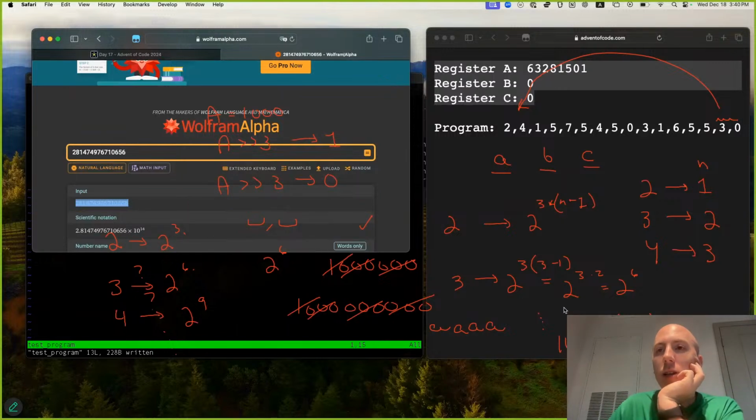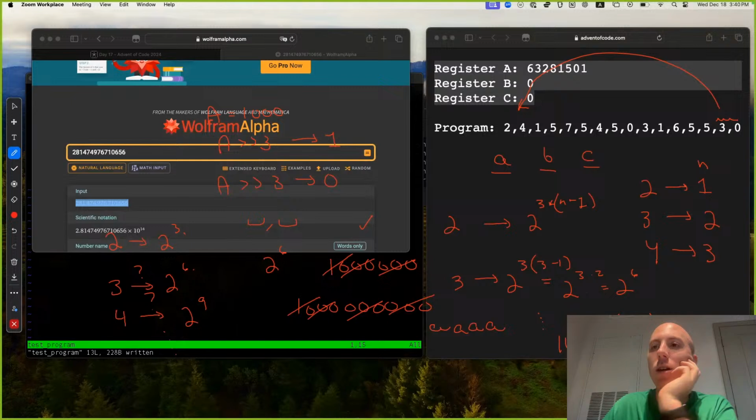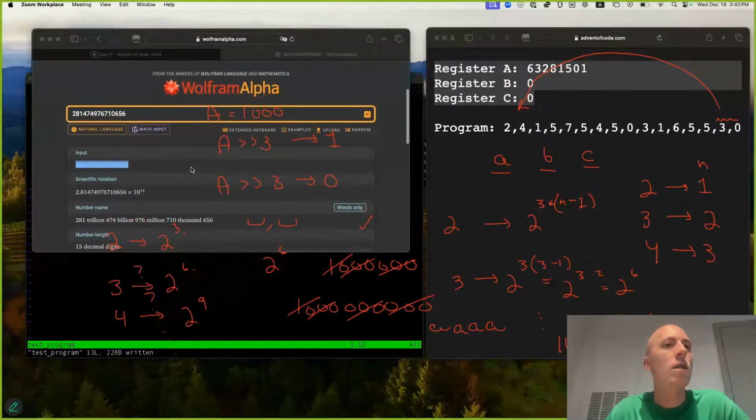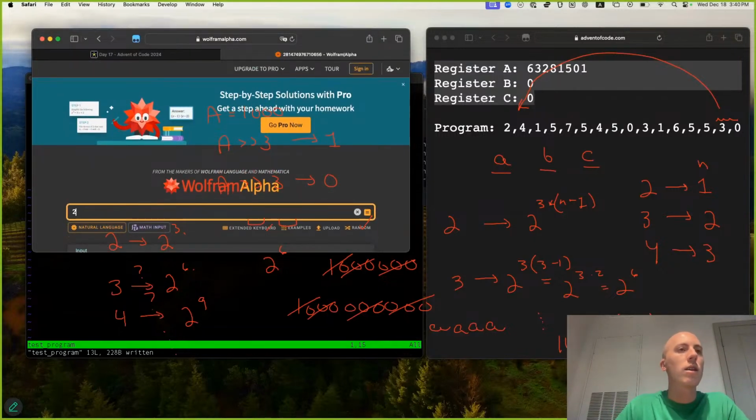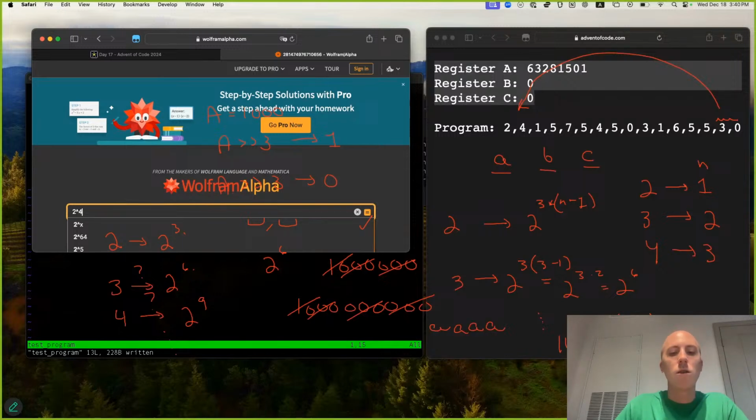Wait, why does this number seem way too low? How are we possibly going to get, oh, no. Shoot. Yeah, that's why it seems so low. It's because we didn't do 3 times. Okay, we got to do 2 to the 3 times 15, which is equal to 2 to the 45. What was this? 2 to the 48? All right, let's try 2 to the 45.